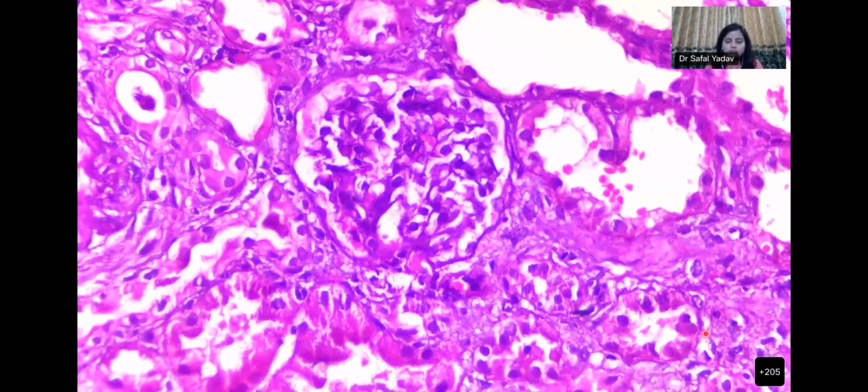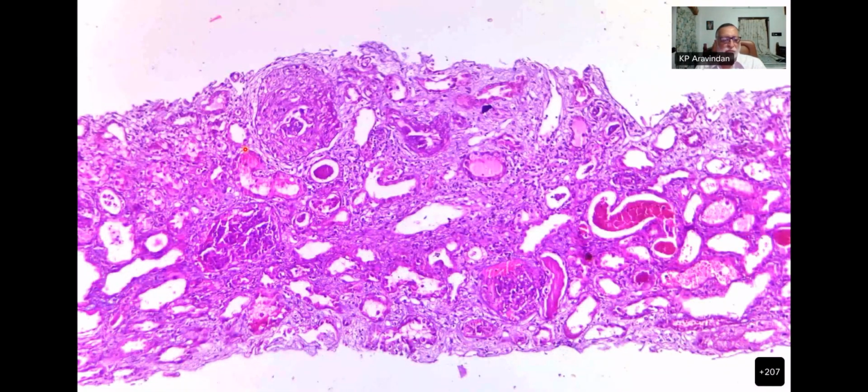High power. This is one glomerulus. Is this normal or abnormal? There is disruption of the capillary lumen. No, the section is probably not all that good, but this is fairly okay. This glomerulus doesn't look very abnormal, but this one does. So what is the abnormality that you see in this glomerulus? Disruption in the mesangial matrix.